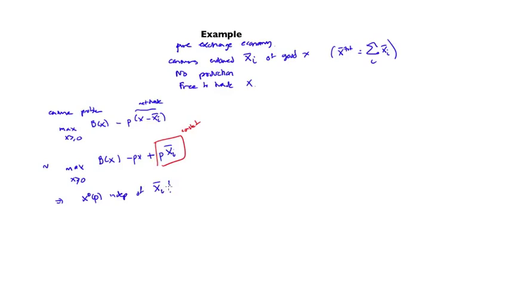Okay? And in particular, notice a nice intuition: we can think of the consumer problem here as, I get my endowment, I sell it all at price P, and then I decide how much to buy back at price P. That's another way of thinking about it.